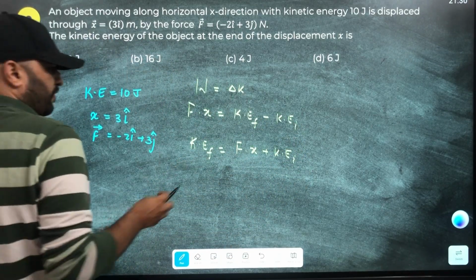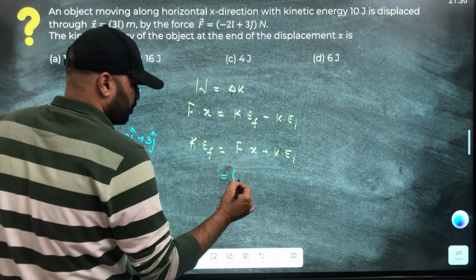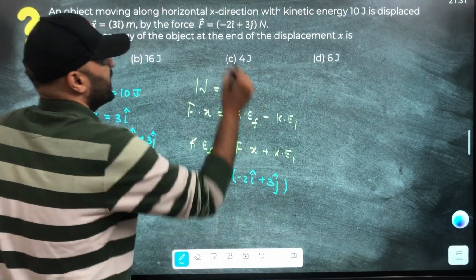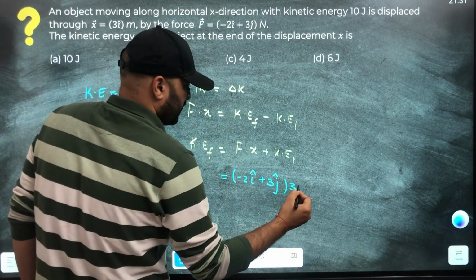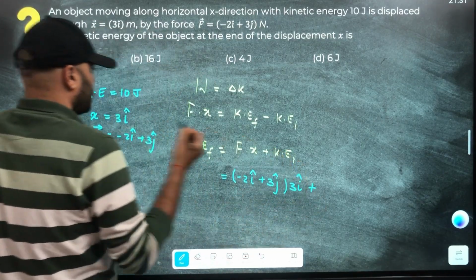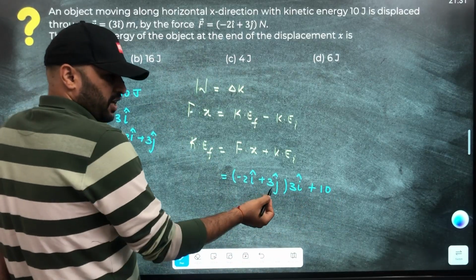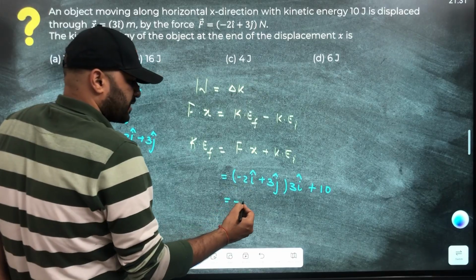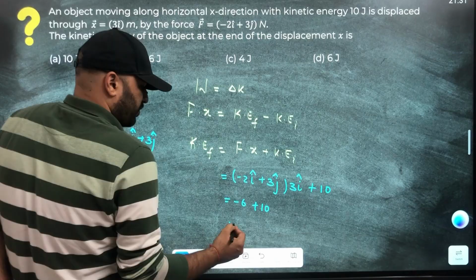Now let's substitute the values. We are looking for this one. Force is minus 2i plus 3j. Let me confirm it from the problem. Minus 2i plus 3j. Displacement is 3i. So here let me write 3i. And what's the initial kinetic energy? Initial kinetic energy is 10 joules. So let's do the dot product here. There is no j in the displacement, so it will be removed. 3 2s are minus 6, plus 10, correct? So this will be 4 joules.